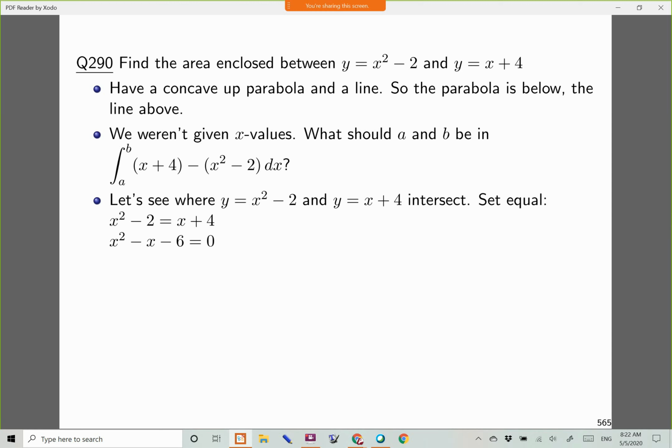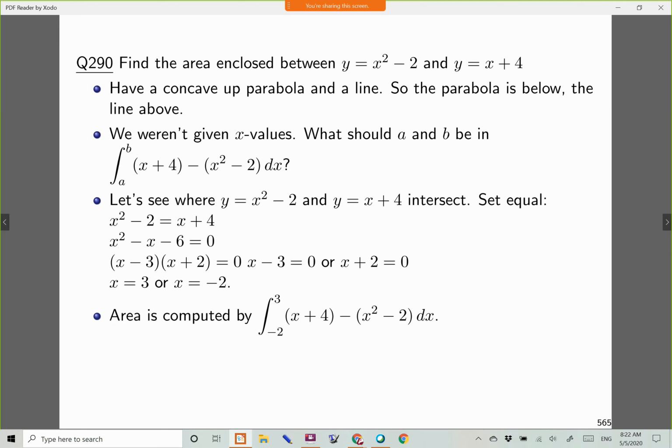So I wanted a 0 on one side, so I subtracted x on both sides. I subtracted 4 on both sides. I believe this will factor as x minus 3 times x plus 2 equals 0. And so then, sorry for the spacing, this should have appeared on its own line, you can set each factor equal to 0, so x minus 3 equals 0, x plus 2 equals 0, and when you solve each of those little equations, you have x equals 3, x equals negative 2.